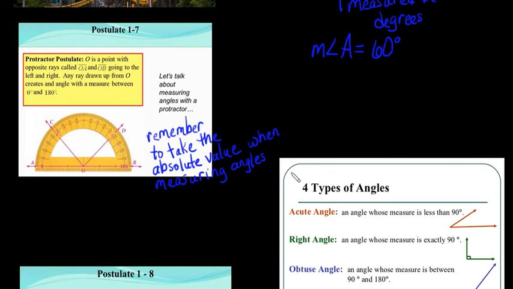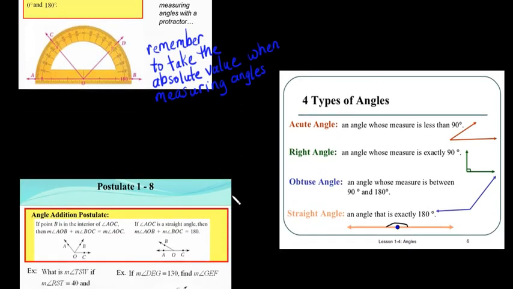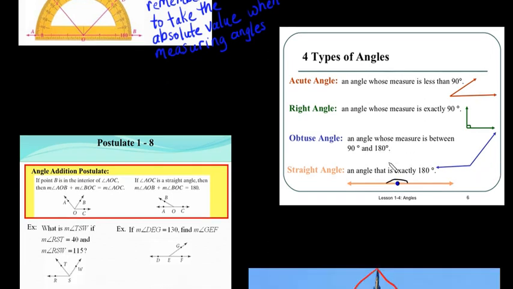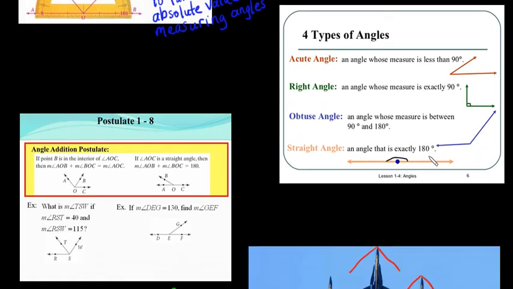Now, the 4 most common types of angles are acute angles. Those are angles whose measure is less than 90 degrees. You need to write this down. Right angles are angles whose measure is exactly 90 degrees, and you show that by drawing the box at the vertex of the angle. An obtuse angle is an angle whose measure is between 90 degrees and 180 degrees. So it's bigger than a right angle, but not quite 180 yet. And a straight line, of course, is an angle that is exactly 180 degrees, which makes it flat.